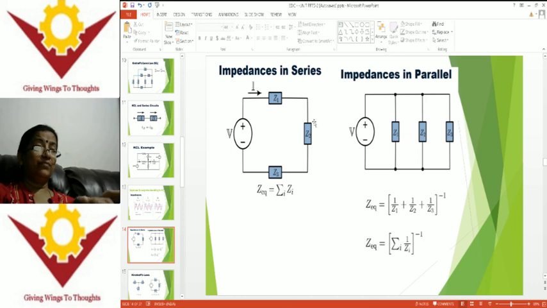Coming to this, when Z1, Z2, Z3 are connected in parallel, in what way can we calculate the equivalent impedance for the parallel combination of three? Similarly, 1 by Z equivalent is equal to 1 by Z1 plus 1 by Z2 plus 1 by Z3. This is the equivalent impedance in case of parallel. These are important formulas to be remembered for the series case and the parallel case.